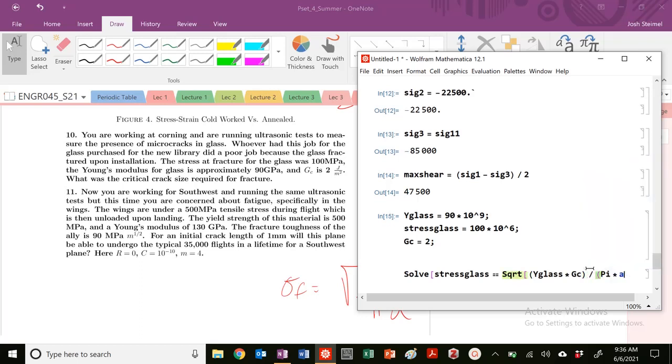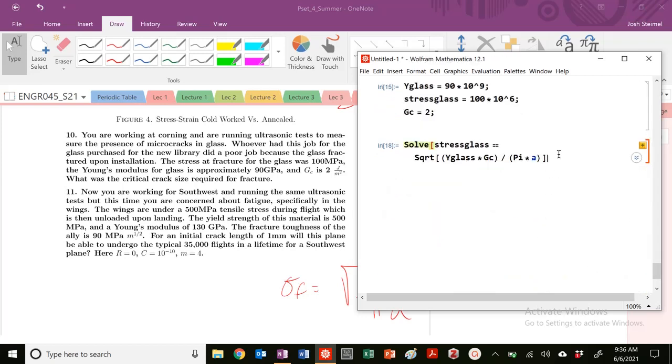And solve. Solve for A, come on, let's solve for A. So let's look at this numerically. So it's a pretty small crack size, and that is my critical crack size for fracture. So if I see a micro crack that's 5 micrometers, that is going to fracture. So that's the critical crack size required to fracture.